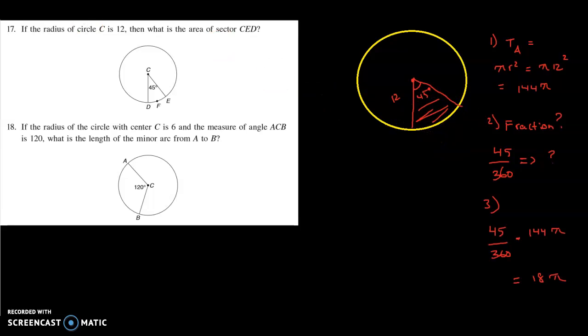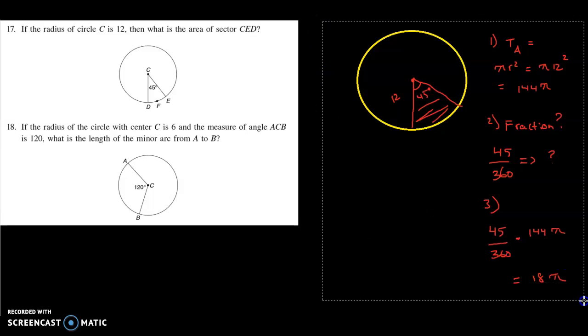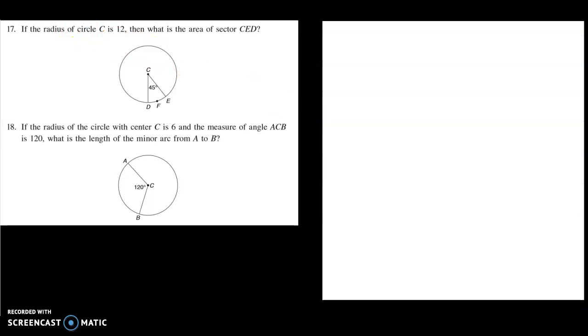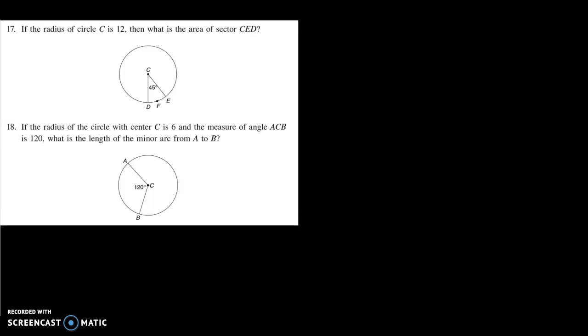Okay? All right, so let's quickly clear that, and let's do the same thing with this question here. This is another classic example. Okay, let's try this one. Radius is 6, and the measure of this angle here is 120. They want to know the length of the minor arc from A to B, meaning what is this portion of the circumference of this circle from A to B?